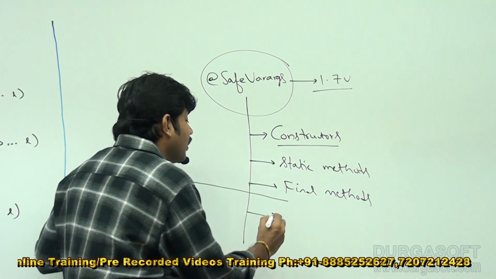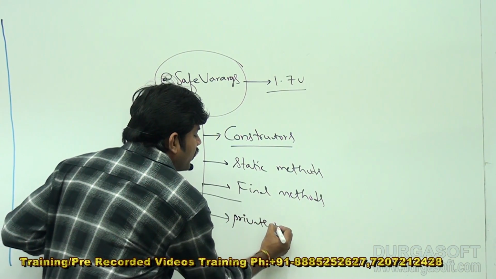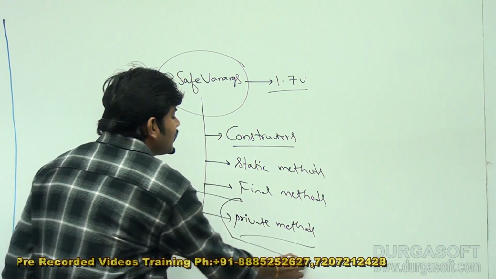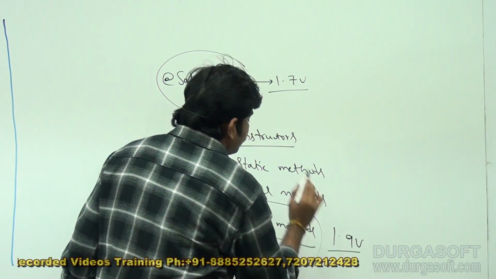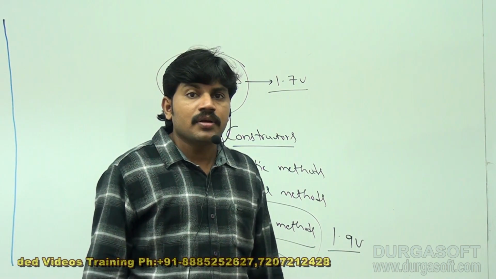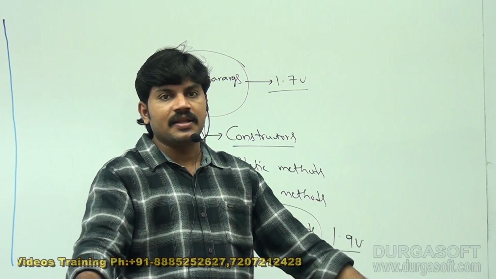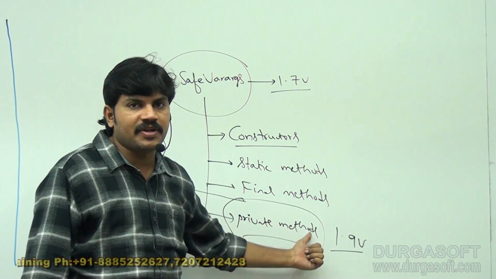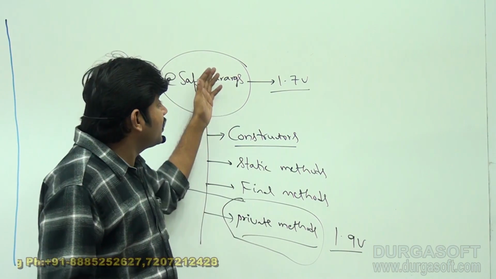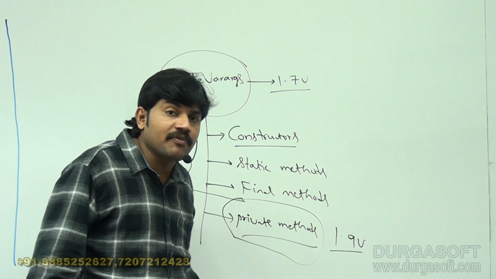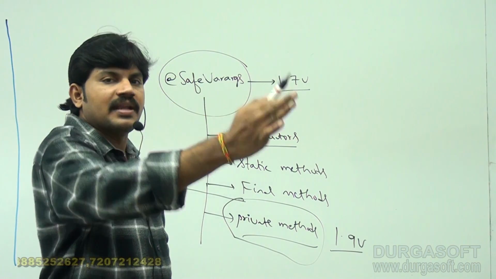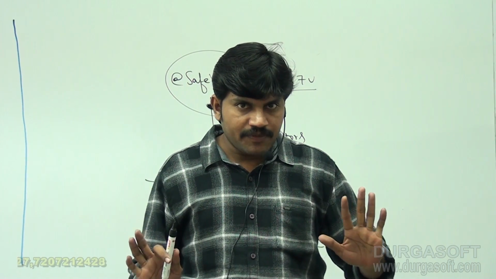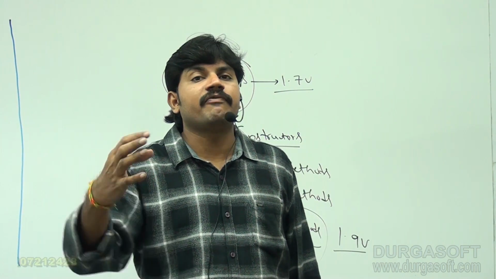it is applicable for private methods also. This is the extra thing that came in the 1.9 version. That's why I can't say the SafeVarargs annotation came in Java 9. It was introduced in Java 7 only, but the functionality was extended for private methods also. Now happily you can use the SafeVarargs annotation for private methods also. But before Java 9, it is applicable for constructors, static methods and final methods only. Clear for all of you? That's all about the SafeVarargs annotation.